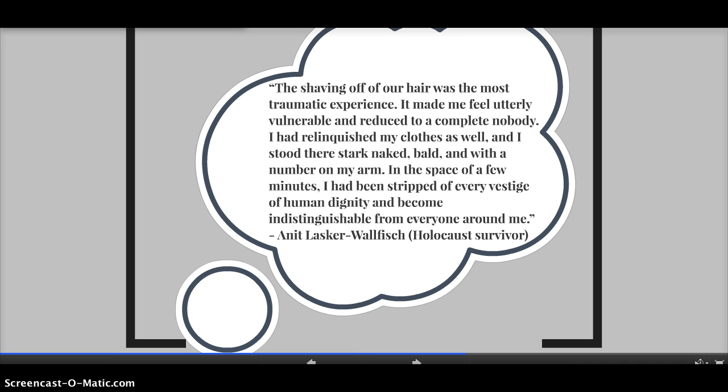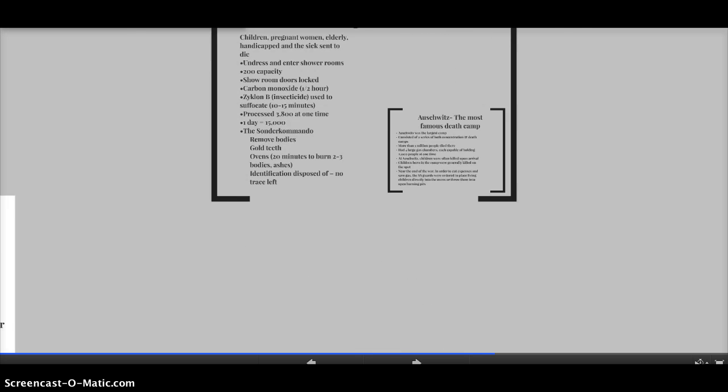Essentially, they took away her hair, they took away her clothes, they took away anything that was valuable to her and made her no different than anyone else around her. So nobody had a sense of individuality once you were in the death or concentration camps.